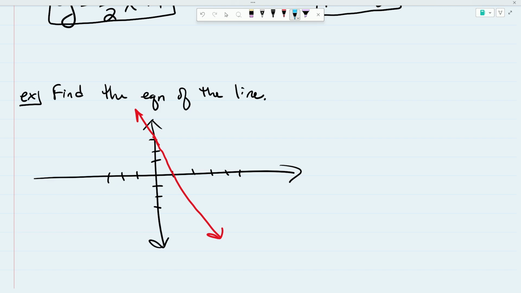All right, and I'm going to highlight two very specific points, here and here. All right, and remember, slope-intercept form, y equals mx plus b. I can already tell you the y-intercept is (0, positive 3). So that's going to be y equals mx plus 3. The question now becomes, what's my slope?